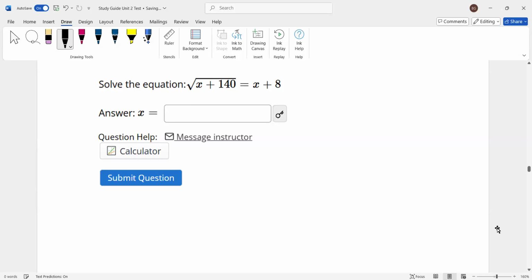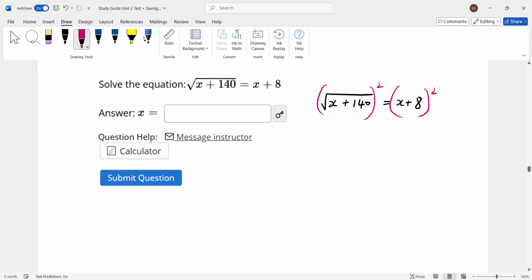So that's the ideal case, right? Since we have the radical already isolated on the left side, the next step is to raise both sides to the power of 2. Why do we raise both sides to the power of 2? Because we need to get rid of the radical.